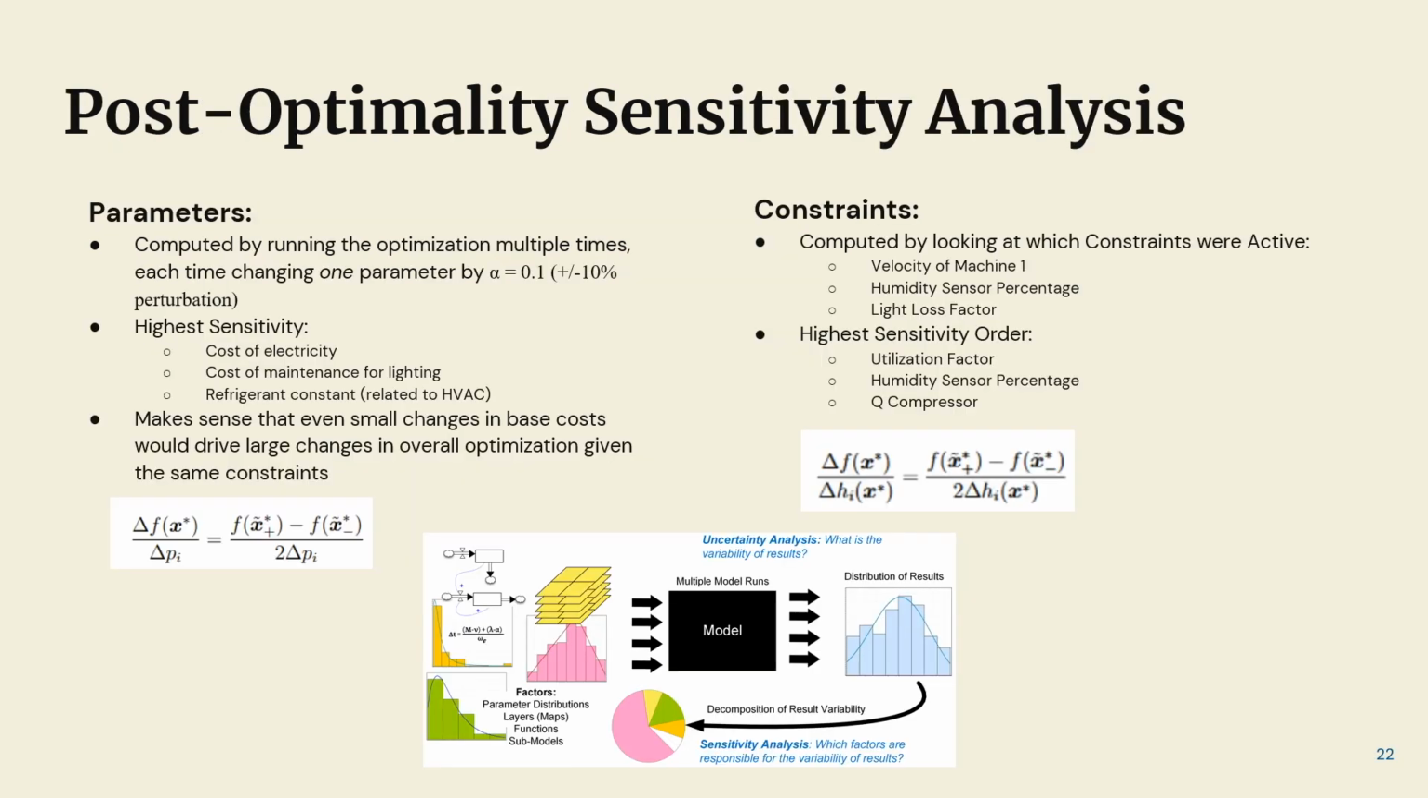A sensitivity analysis was performed to see how sensitive our model is to each parameter and constraint used. In determining this, a factor of 10% was used when varying constraints and parameters to see how impactful each variable is on the final electricity cost. Among our parameters, our top three most sensitive were electricity cost, maintenance for lighting costs in the lighting subsystem, and the refrigerant constant used in the HVAC subsystem. Among the constraints, the utilization factor from the lighting subsystem, the humidity sensor percentage, and the compressor factor from the HVAC subsystem were the most sensitive constraints.